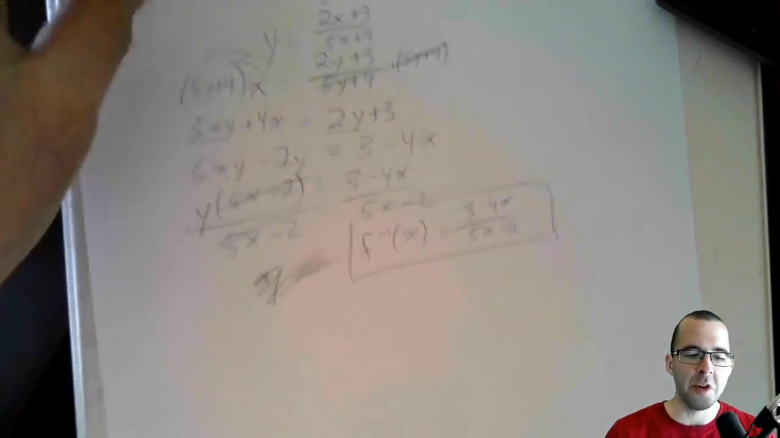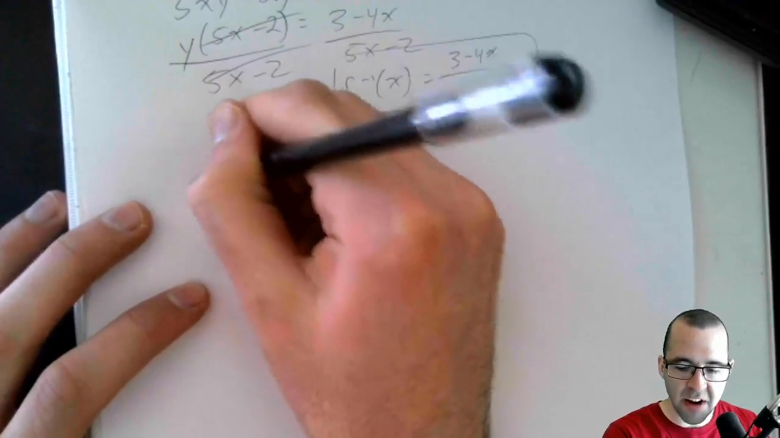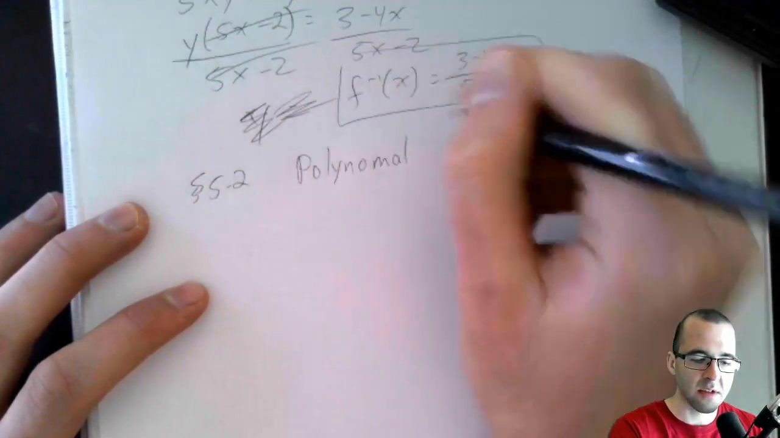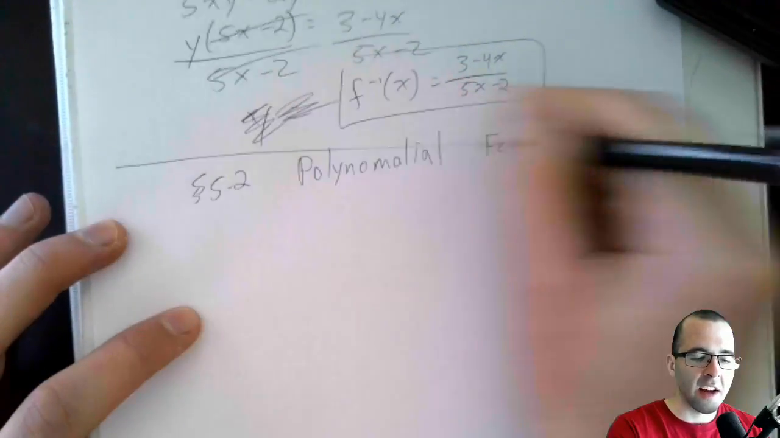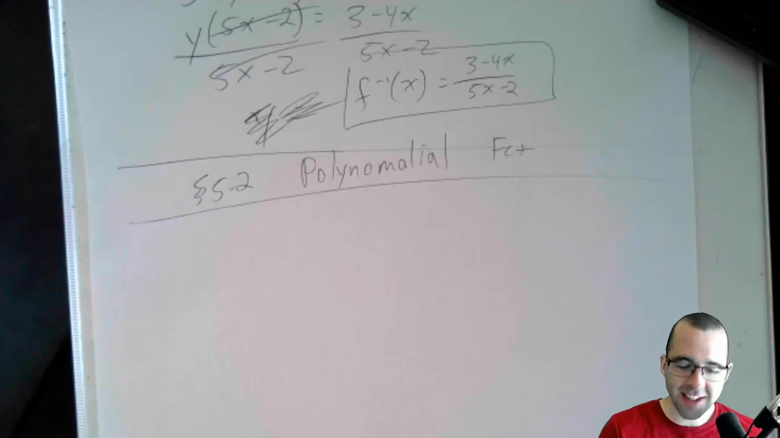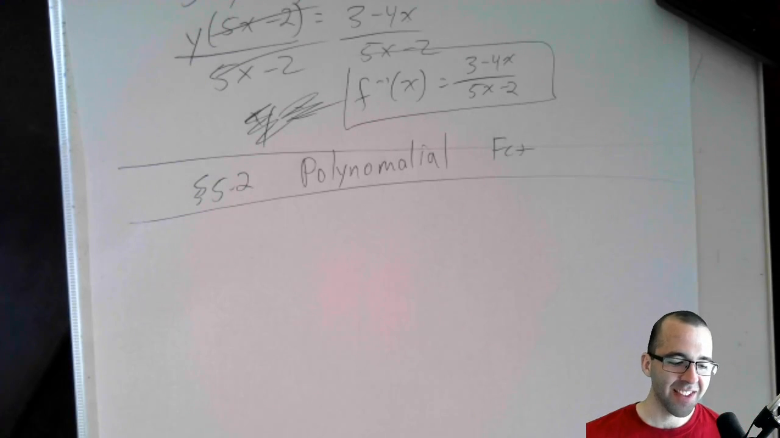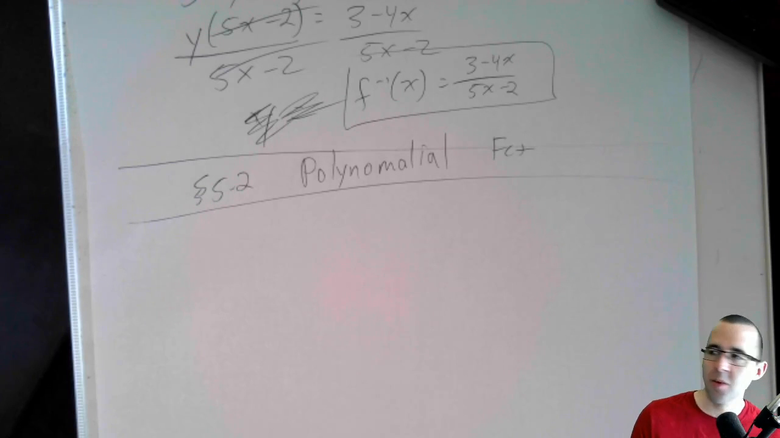We are going to start a new section today. Specifically, we're talking about 5.2. We're going to talk about polynomial functions. By the end of today, you're going to be calling them polyesial functions. So, we did 5.1 yesterday. In 5.1, we talked about quadratic functions and everything with quadratic functions.